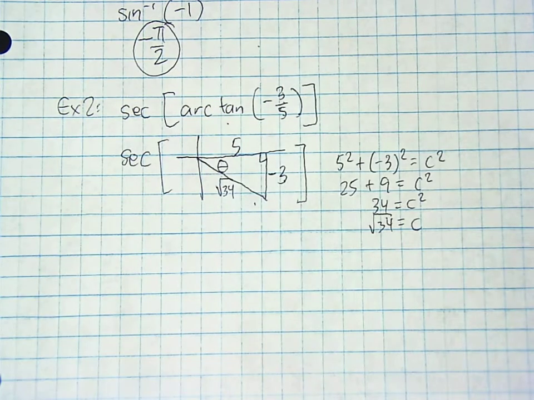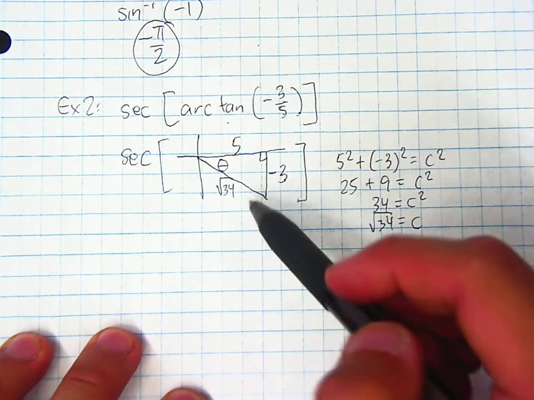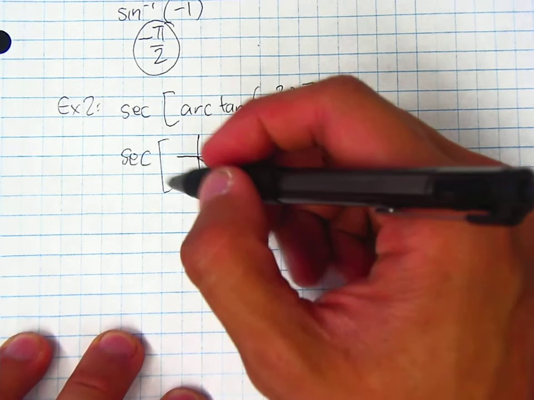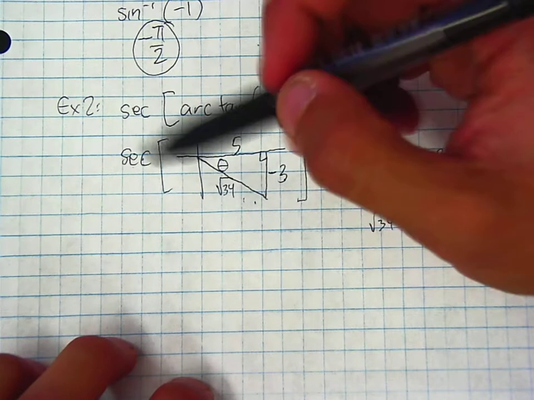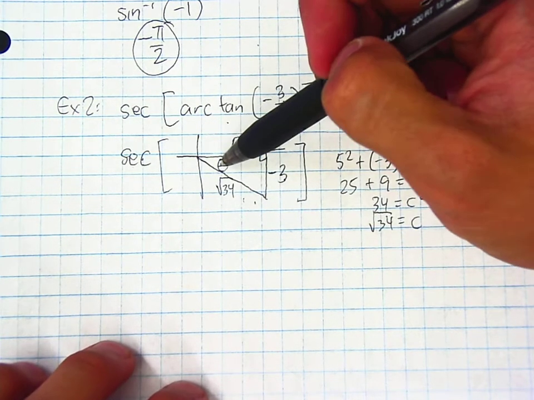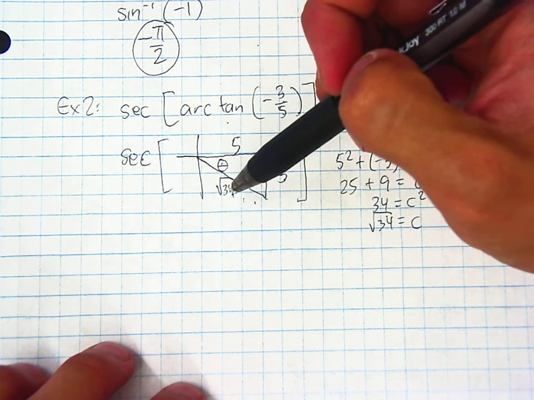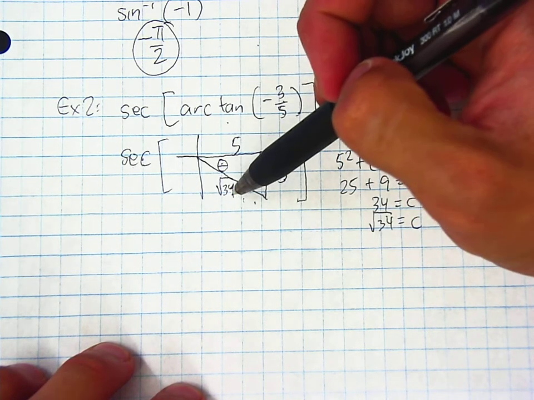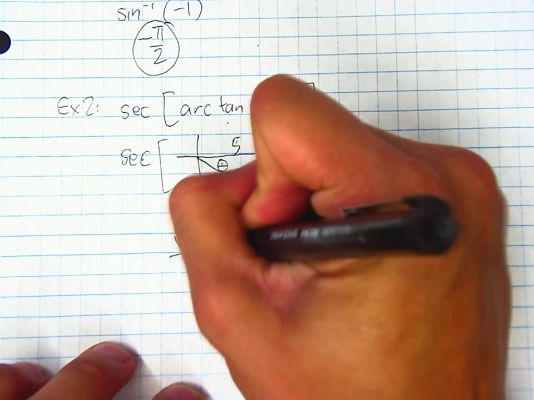So now I want to find the secant of this triangle right here. Well, I know secant is the reciprocal of cosine. I know cosine is adjacent over hypotenuse, so it'll be 5 over radical 34. Well, secant is the hypotenuse over adjacent, so it'll be radical 34 over 5. So your answer is radical 34 over 5.